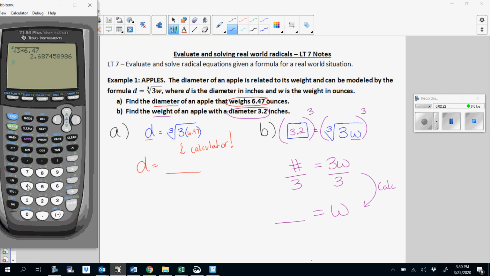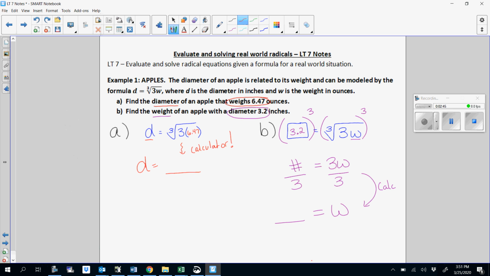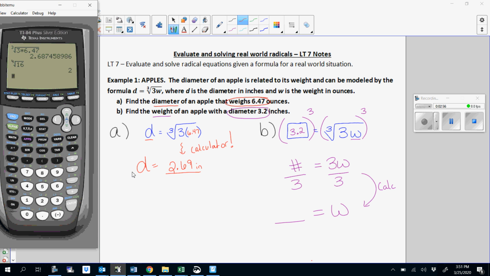Just to show you while we're here, the 4th root, if you wanted to do the 4th root of 16, you'd hit 4, and then math option 5, and it'll grab that 4 and put it as the 4th root. 4th root of 16, well, we should know that to be 2. We just haven't memorized, but that's how you would type it in. But anyways, in answer A, our diameter is 2.69 inches.